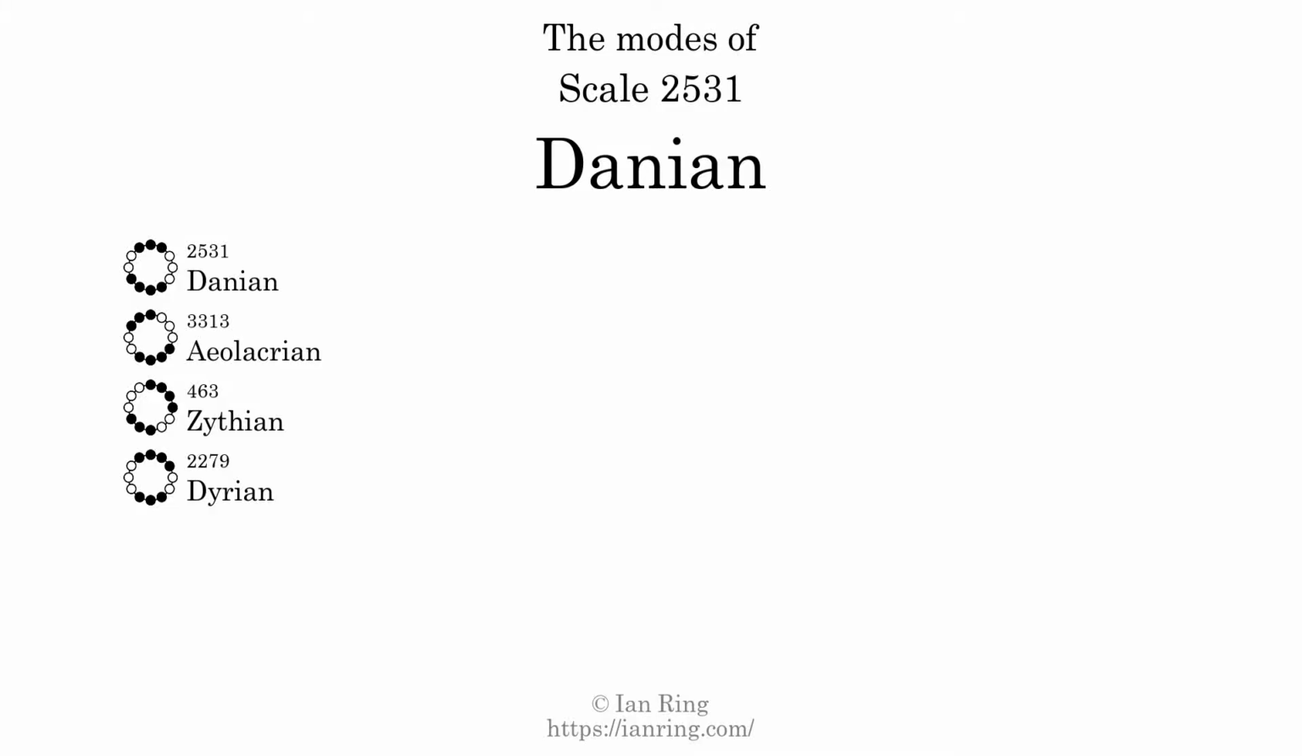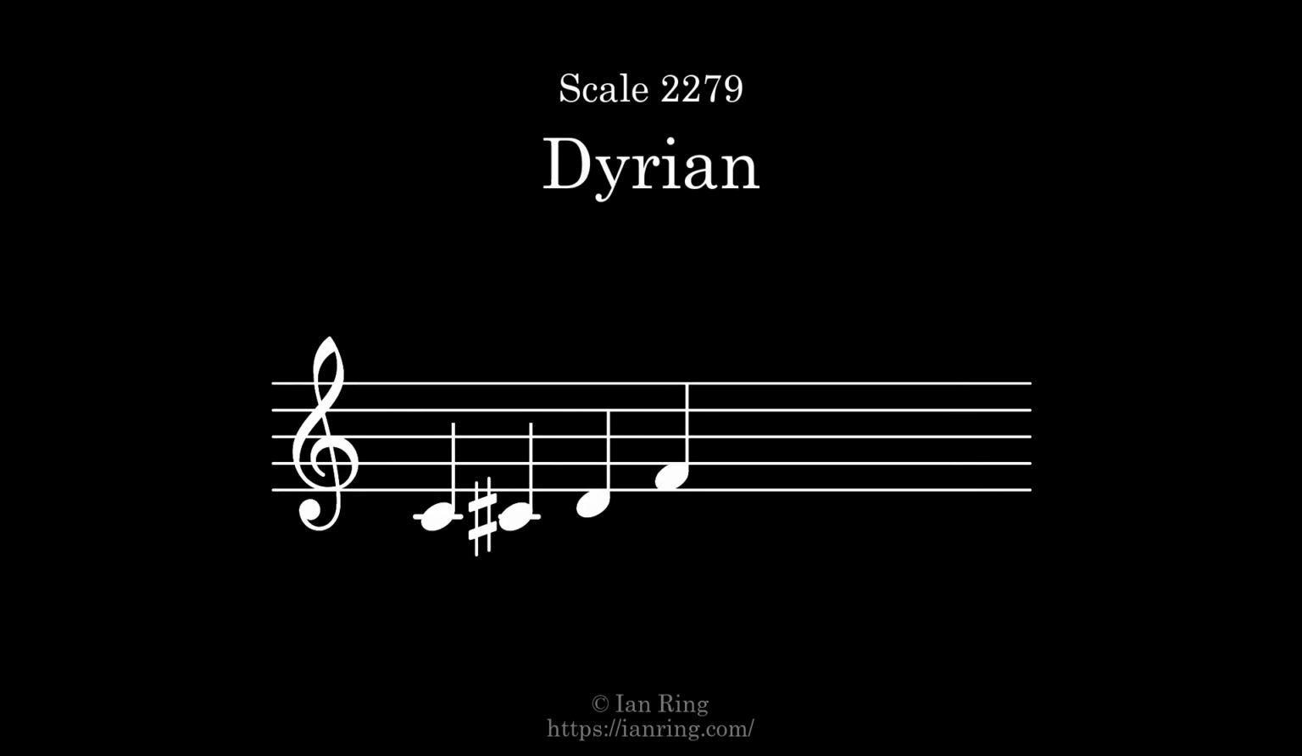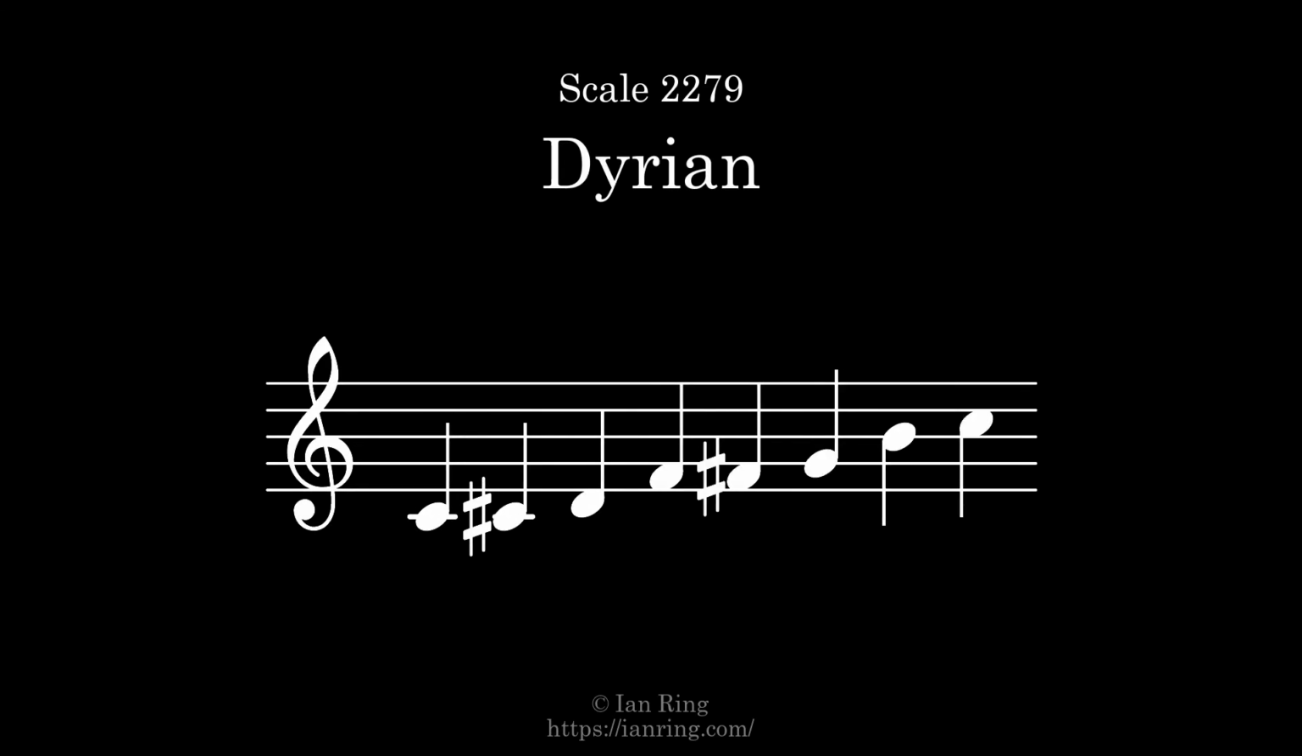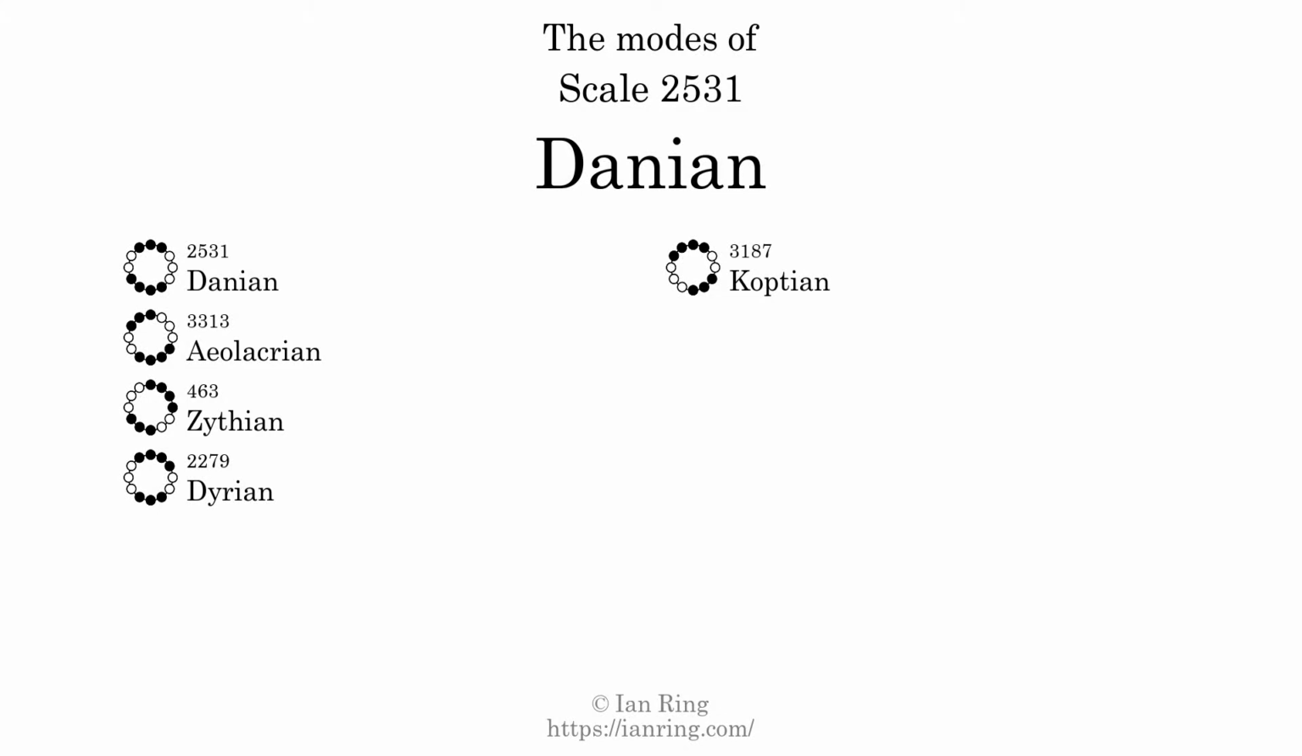The fourth mode is scale 2279, also known as Darian. It sounds like this. The fifth mode is scale 3187, also known as Coption. It sounds like this.